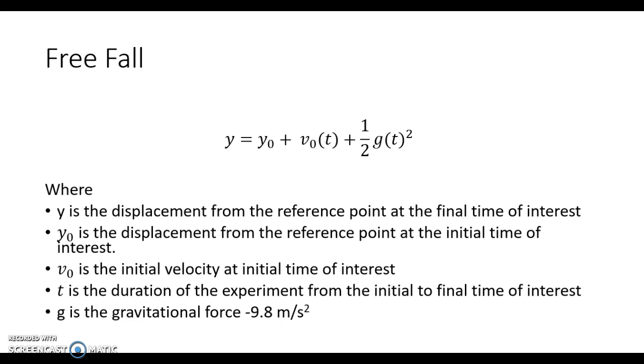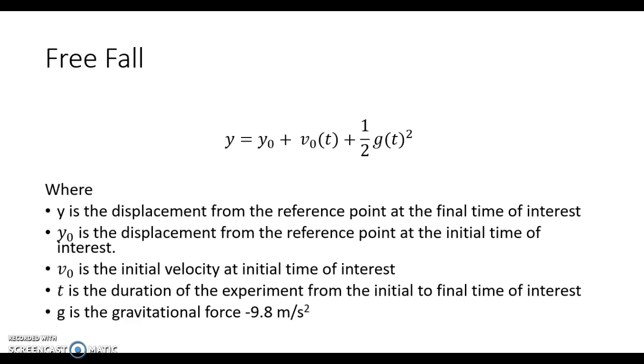What we mean by the final time of interest is while we're doing an experiment, at the beginning of the experiment, that's the initial time of interest, and at the end of the experiment, that's the final time of interest. After that, we don't care what's going on. So again, y is displacement from the reference point at the final time of interest. y sub 0 is the displacement from the reference point at the initial time of interest. v sub 0 from our kinematic equation is the initial velocity at the initial time of interest.